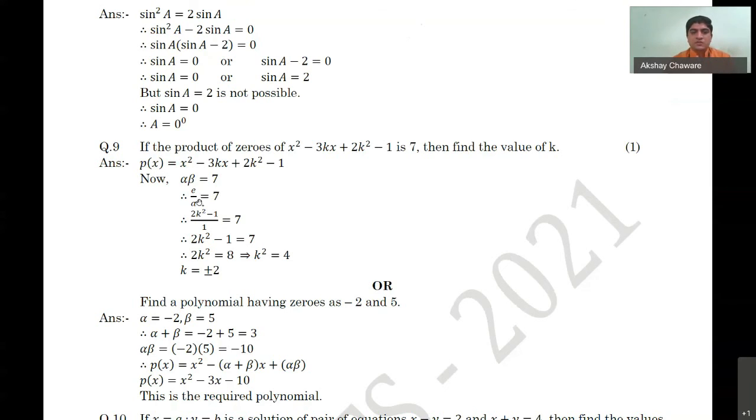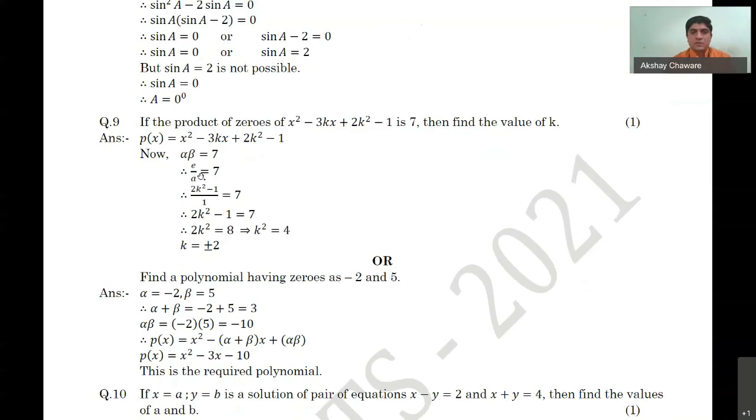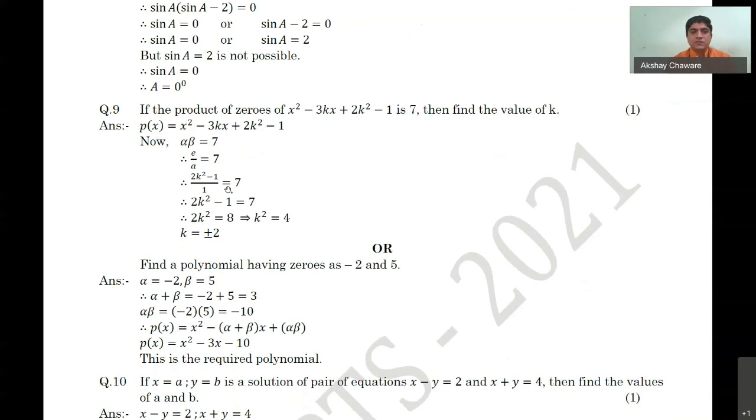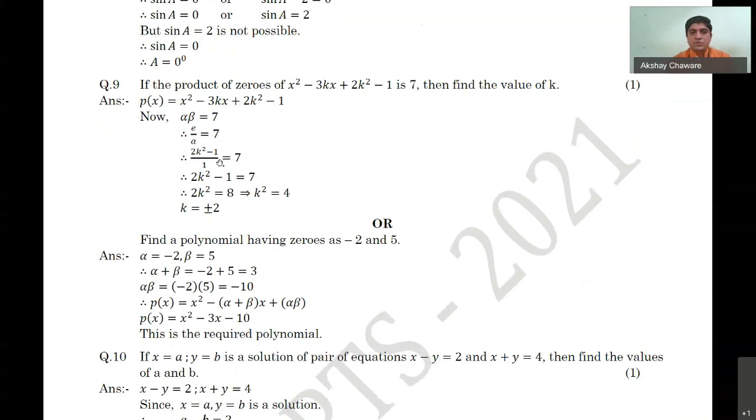So c by a is equal to 7. Here by printing mistake there is e, but it should be c. Okay, so this ratio should be c by a. So c by a is equal to 7. So 2k square minus 1 upon 1 is equal to 7. 2k square minus 1 equal to 7, and we will get k square equal to 4. After taking square root, we have to consider both the values, positive and negative. So here k is equal to plus minus 2.